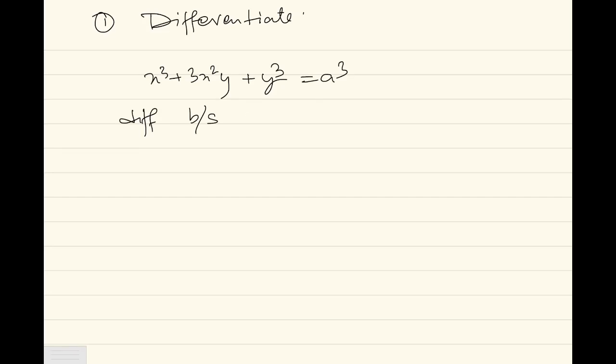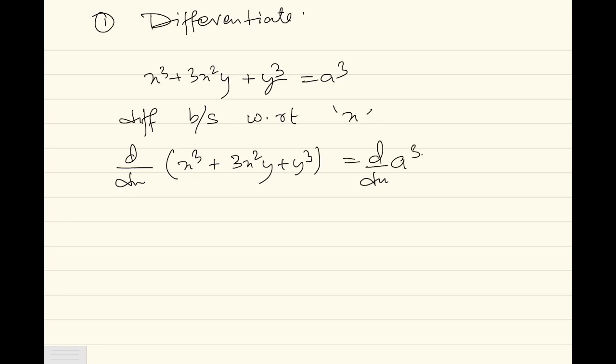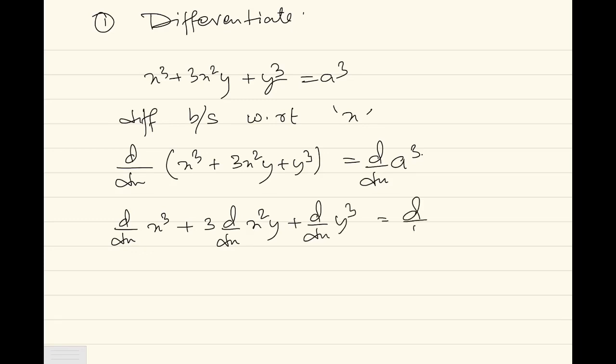Differentiating both sides with respect to x, correct? Okay, so I apply the operator. d/dx of x cube plus 3x square y plus y cube equals d/dx of a cube, correct? Okay, now d/dx of x cube, let's distribute if you want. d/dx of x cube first, plus 3 out, d/dx of x square y plus d/dx of y cube, and this side d/dx of a cube, correct? By the way, a is a constant. What is a, everyone? Constant. And d/dx of a constant is 0. Remember that.